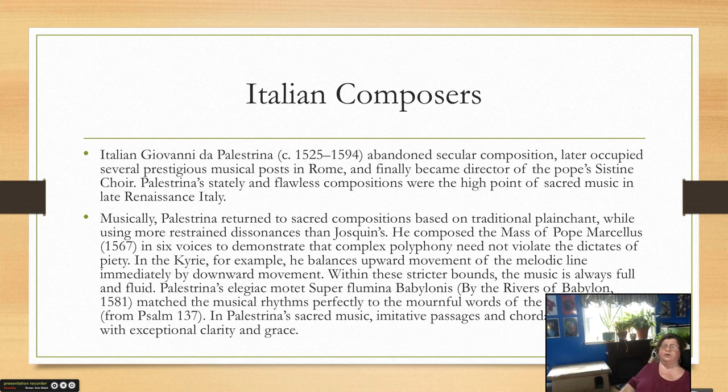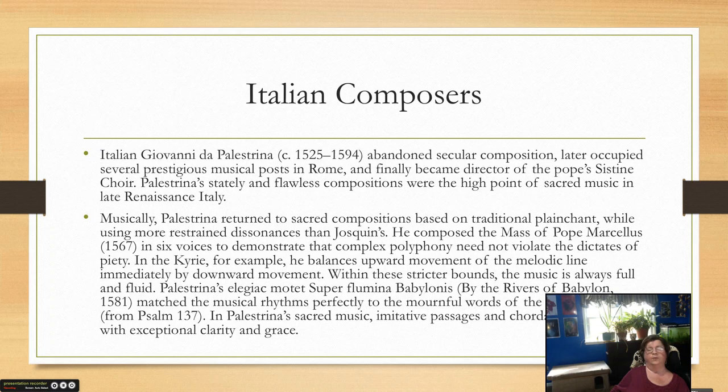Palestrina's stately and flawless compositions were the high point of sacred music in late Renaissance Italy. Musically, Palestrina returned to sacred compositions based on the traditional plainchant. While using more restrained dissonance than Josquin, he composed the Mass of Pope Marcellus in six voices to demonstrate that complex polyphony need not violate the dictates of piety.